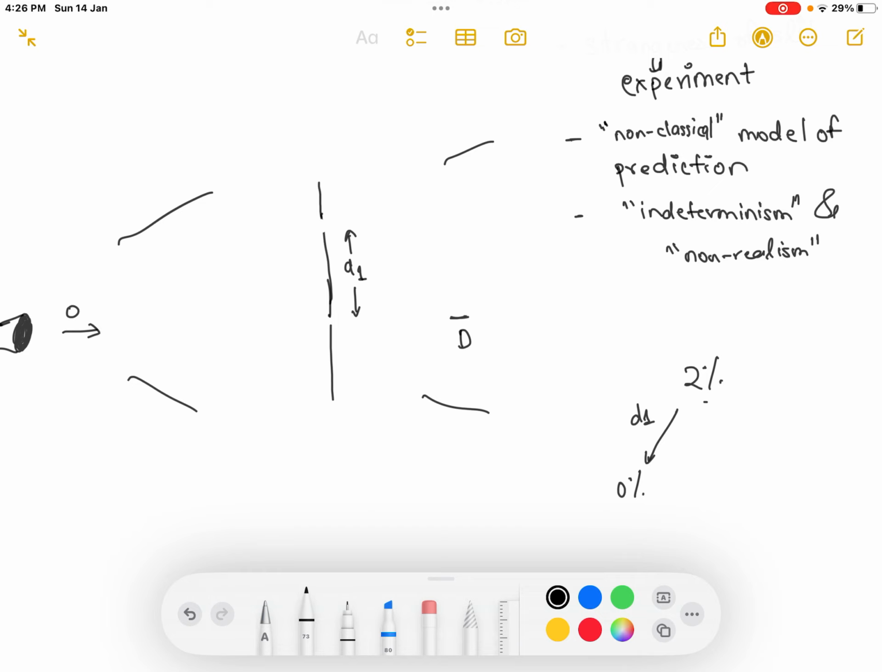But that of course doesn't work because let's say I give you another distance D2 and you open up a small hole there. What will happen at this D2 is in fact you get 4% clicks, so that for every 100 photons that you send from this source, 4% will end up at D, which is even more than what you were seeing before.